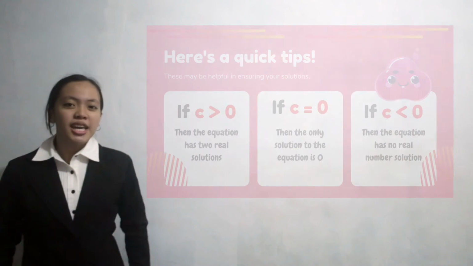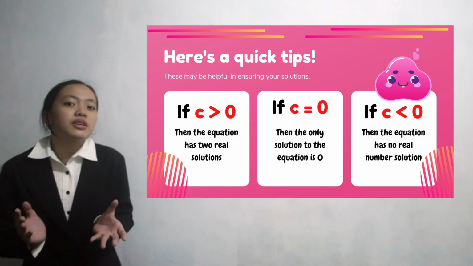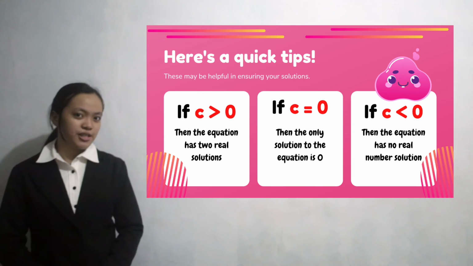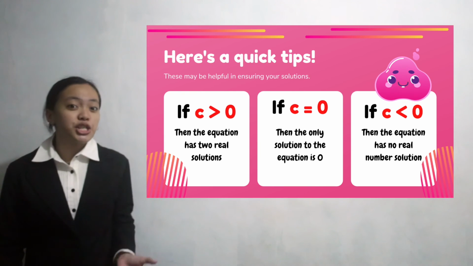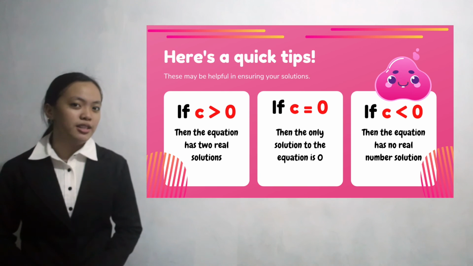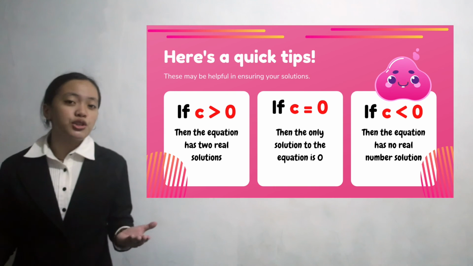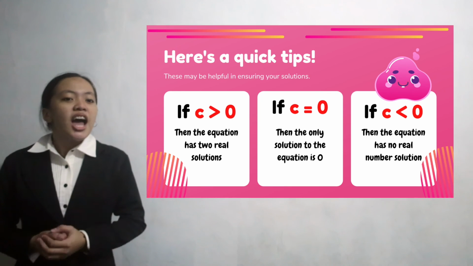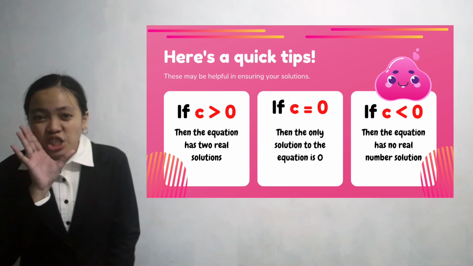But before we end our lesson, here's a quick tip. For equations in the form x squared equals c, this may be helpful in ensuring your solutions. If c is greater than 0, then the equation has two real solutions. If c is equal to 0, then the only solution to the equation is 0. But if c is less than 0, then the equation has no real number solution, only imaginary solutions.